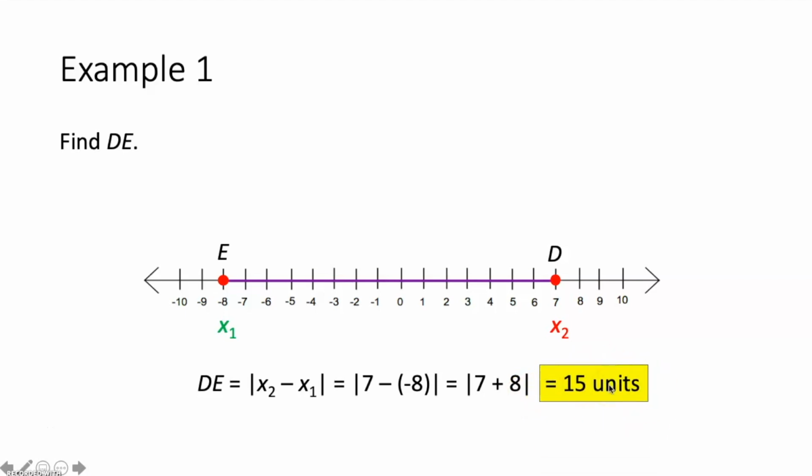Remember, distance requires units. So if it doesn't give you inches or feet or centimeters, you just write units at the end. Last but not least, if the numbers are close together like they are here, you can always just check on your number line. 1, 2, 3, 4, 5, 6, 7, 8, 9, 10, 11, 12, 13, 14, 15 units between points E and D. Perfect. Got the right answer.